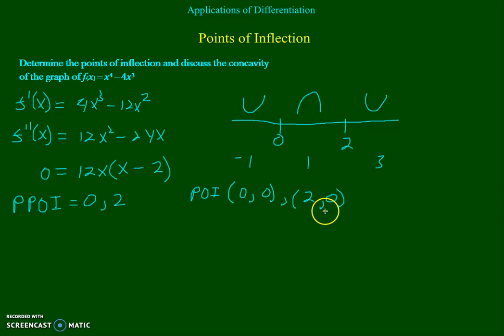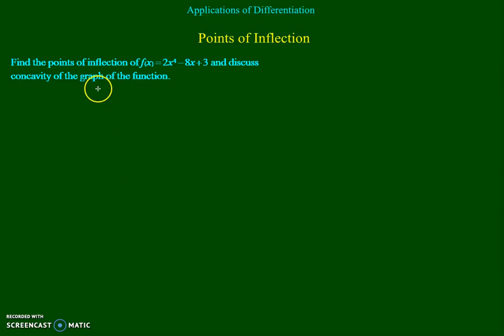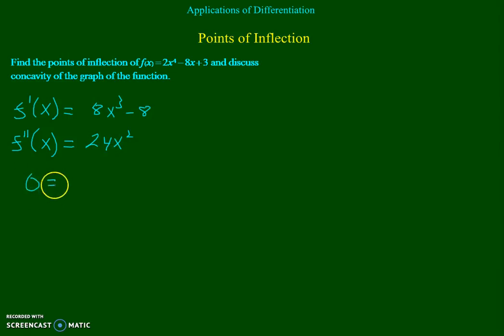And those are our points of inflection. So let's move on to the next piece. Here again, we're going to find the points of inflection of this function and discuss the concavity of the graph of the function. So f prime of x is 8x to the third minus 8. And then the second derivative, 3 times 8 is 24x squared. The derivative of 8 is 0. So there's our derivative. Set this equal to 0.